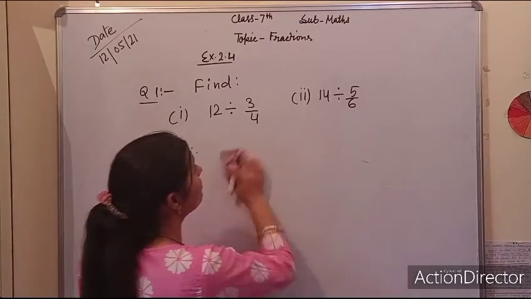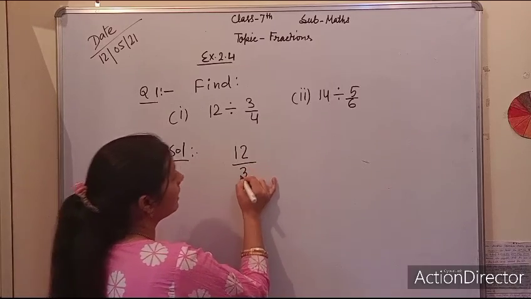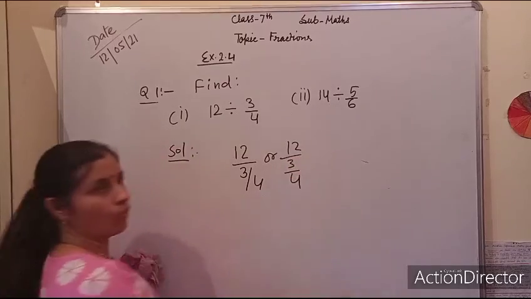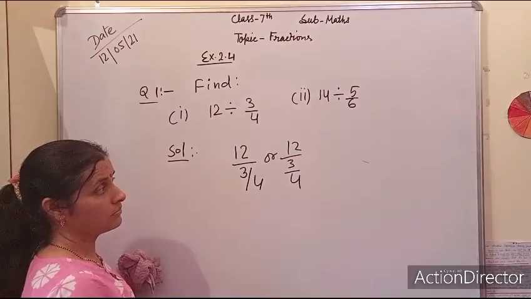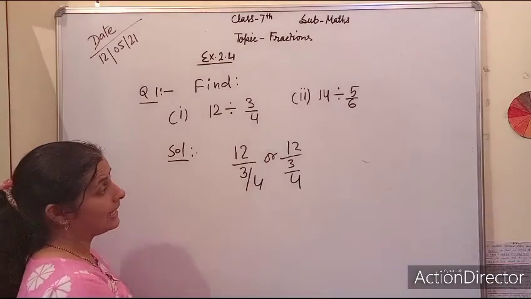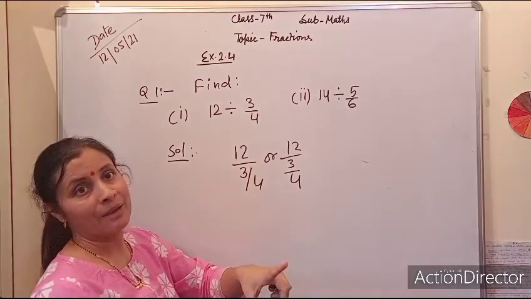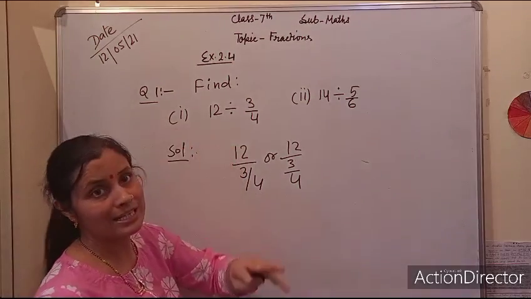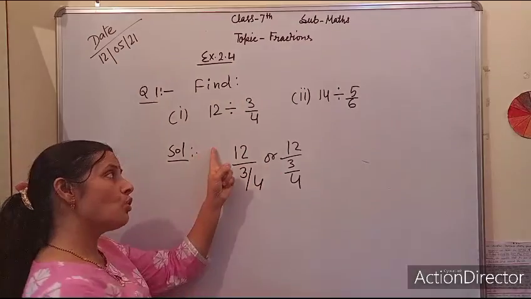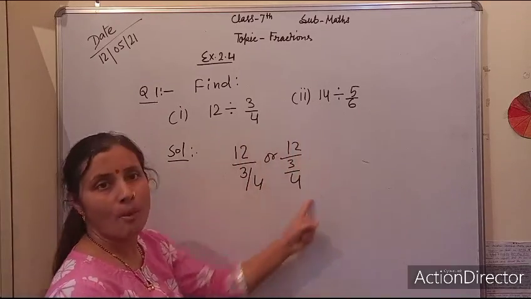But if here is written a fraction, 12 divided by 3 upon 4, is it complex or not? Quite complex. It is not easy to solve. I am not saying that it cannot be solved, but it will take time. So how to solve this question using reciprocal and converting the sign of division into multiplication? It is quite easy. So we will not go through this first method, because this is the complex method.